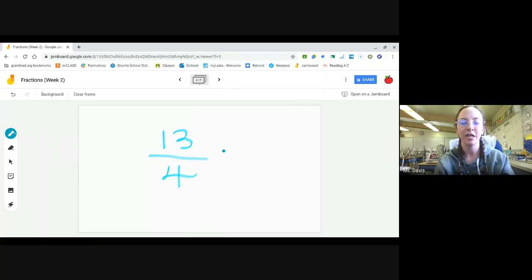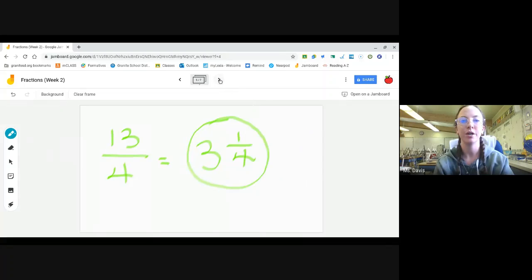So 1, 2, and 3, blue. This is an improper fraction. The numerator, 13, is a bigger number than the denominator, 4. So this would be an improper fraction. 1, 2, and 3 would have answers like this. But numbers 4, 5, and 6 might have an answer where it needs to be a mixed number, like this.